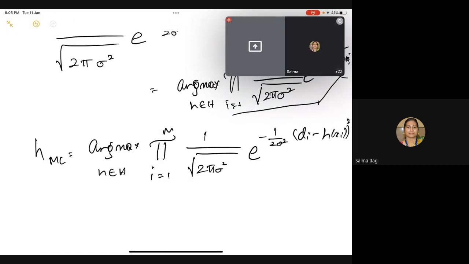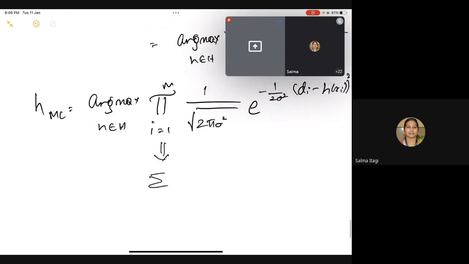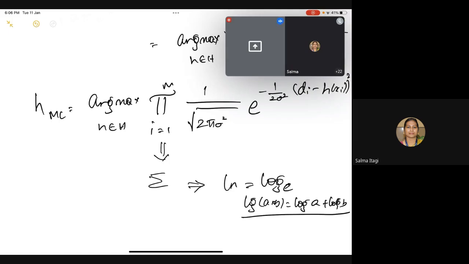Now going back to mathematics, if I've got to convert this product into a sum, we use our famous logarithms. ln is log to base e. Log to base e is ln. Okay, and why do we worry about logarithms here? Because of a simple logarithmic fact: log of a into b is equal to log a plus log b, right? Because of this simple fact, if I need to convert any product into summation, then all I've got to do is take a logarithm. So this is a product.